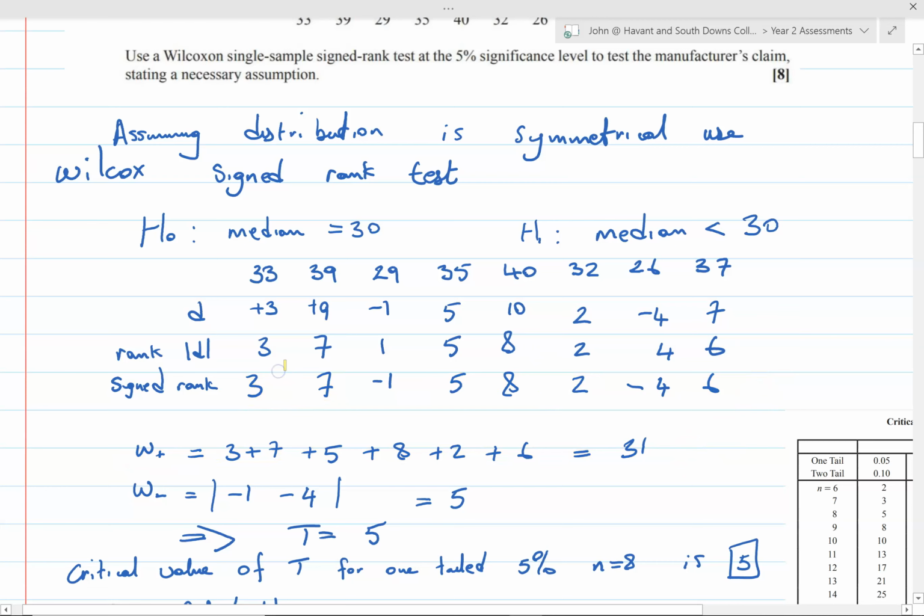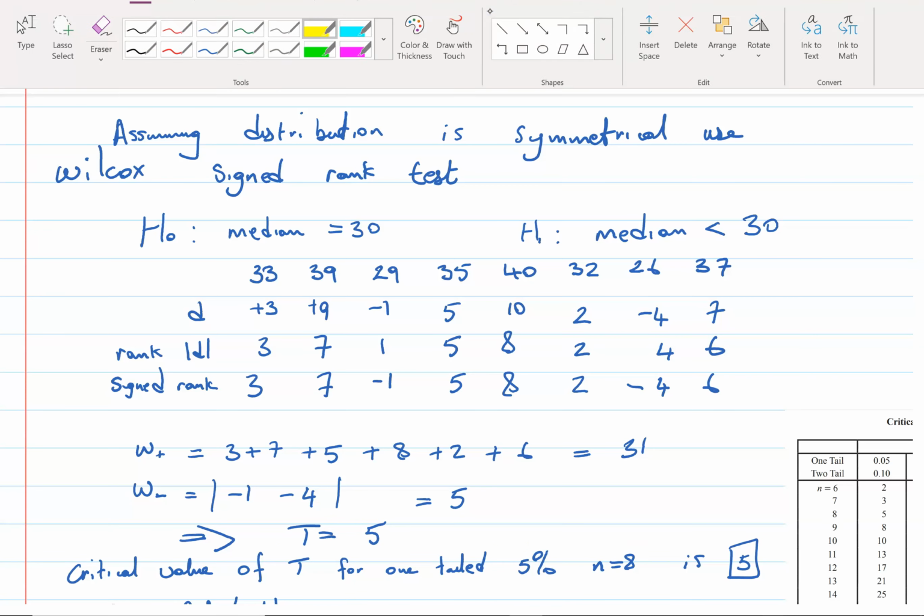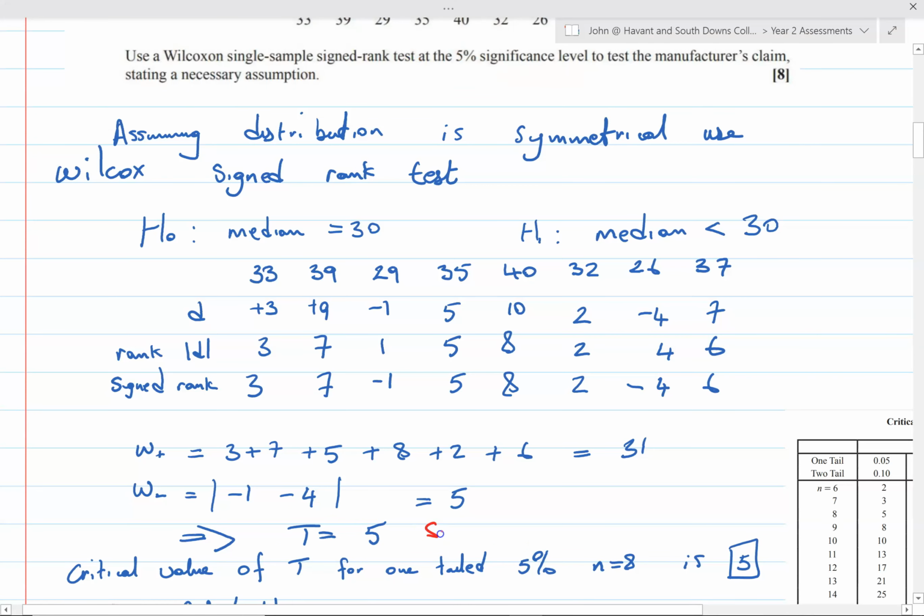And then for this one we're just adding those two numbers together, and getting 5. But we're interested again in the magnitude of that, and our value of t is the smallest of these. That's our value of t, which is the smallest. Let me write that in a different color. So t is 5.